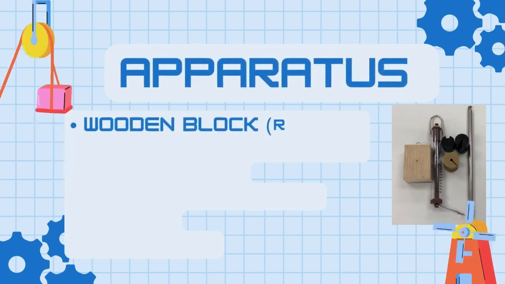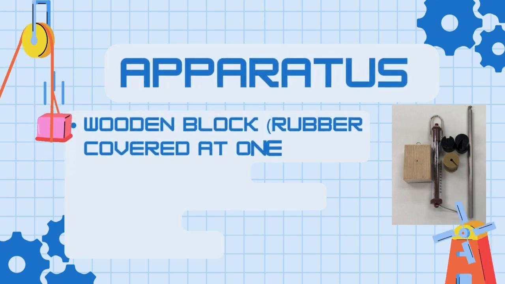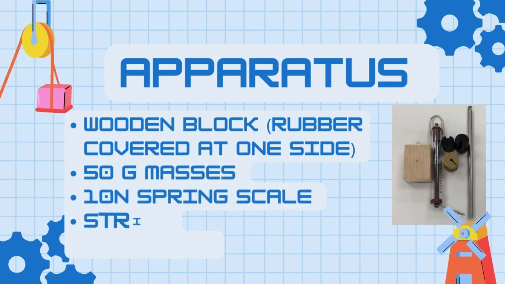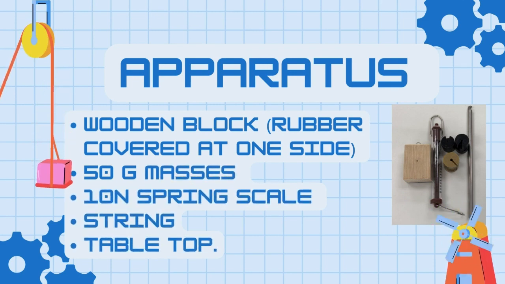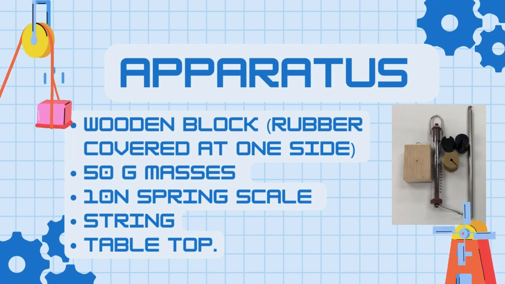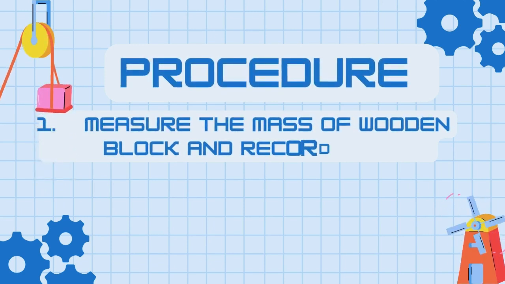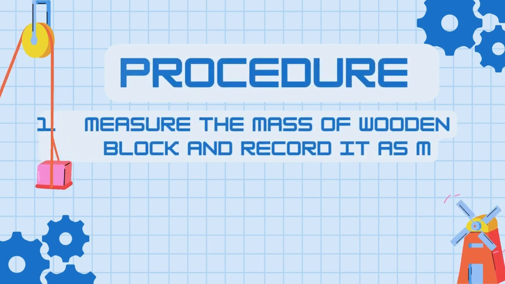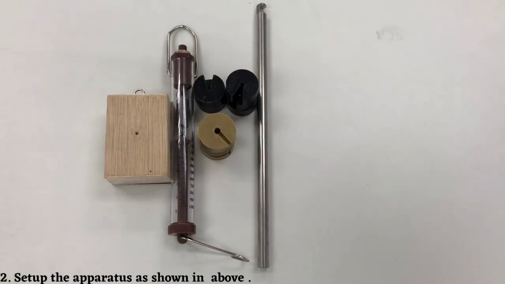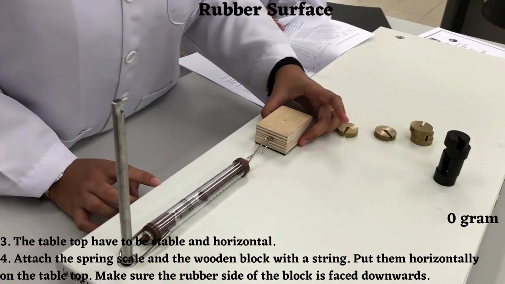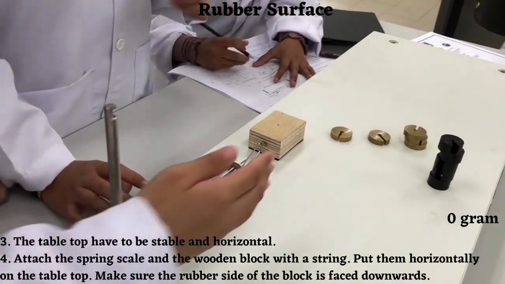The apparatus that we need is a wooden block with rubber covered on one side, 50 gram masses, a 10 Newton spring scale, string and a tabletop. The procedure of the experiment is, firstly, measure the mass of the wooden block and record it as m. Set up the apparatus as shown above. The tabletop has to be stable and horizontal.